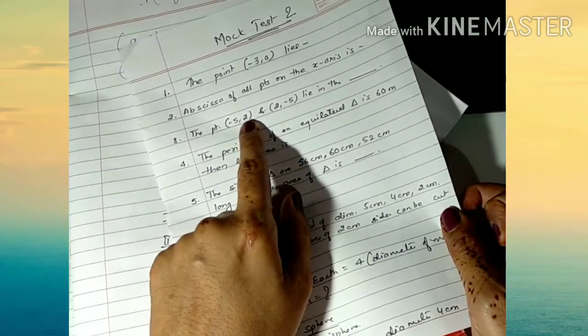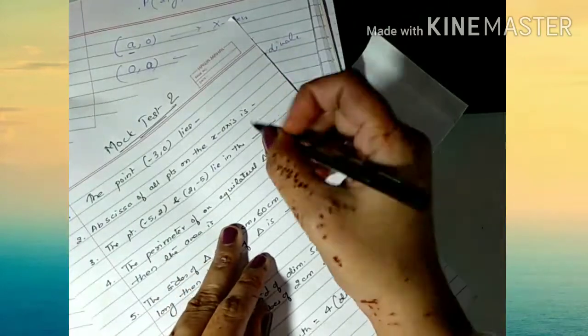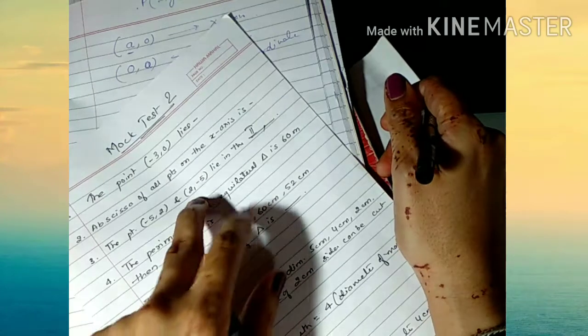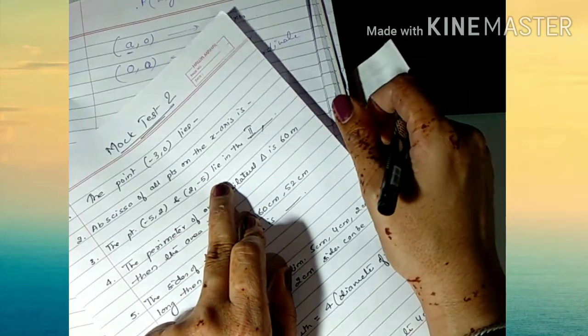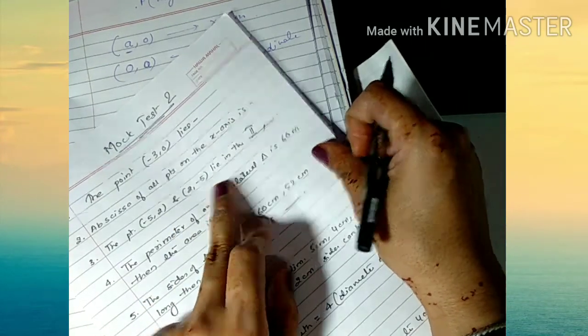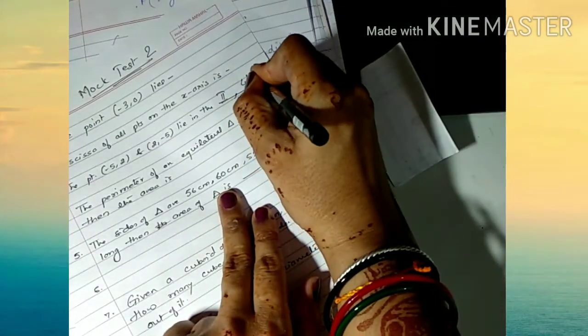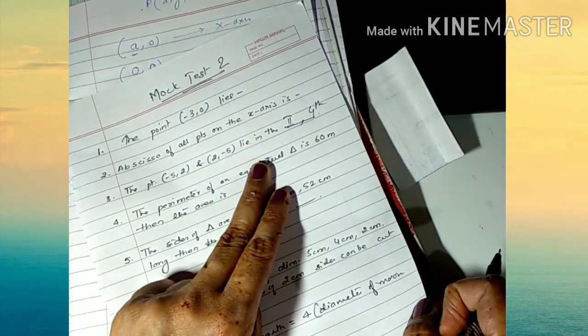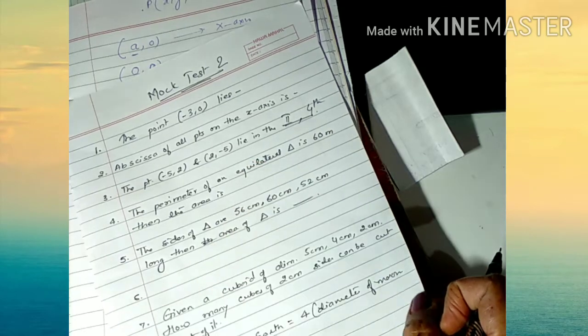So this is -5, 2. So it is in the second quadrant, and this is 2, -5, plus minus. So where will the plus minus sign come? Plus minus sign is in the fourth quadrant. So what is our answer? The points -5, 2 and 2, -5 lie in the second and fourth quadrant respectively.